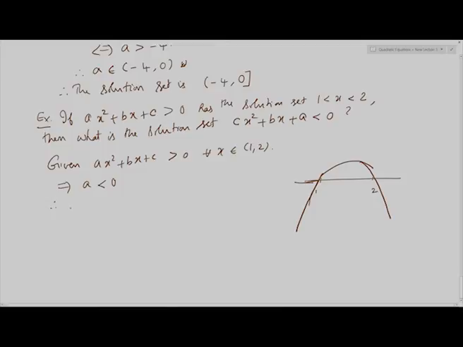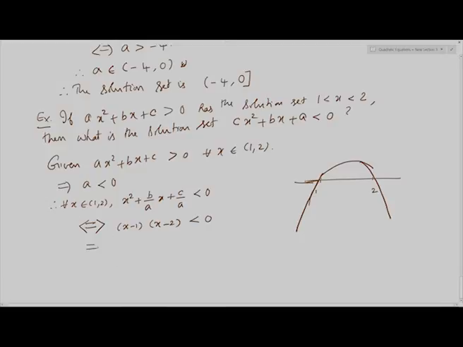Therefore, for all x belonging to the 1 2 interval, I am dividing by a: x square plus b by a x plus c by a will be negative, because I am dividing by the negative a. Therefore, the inequality is reversed, which is true. Obviously the solution set of this inequality is 1 2. This is the same as saying that x minus 1 into x minus 2 is less than 0. The solution set of this inequality is also the same 1 2 interval.